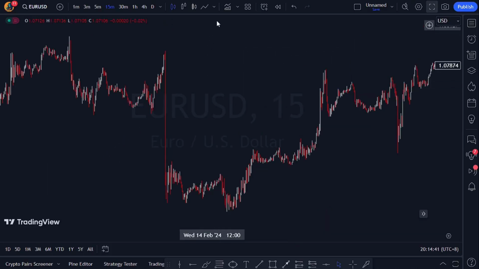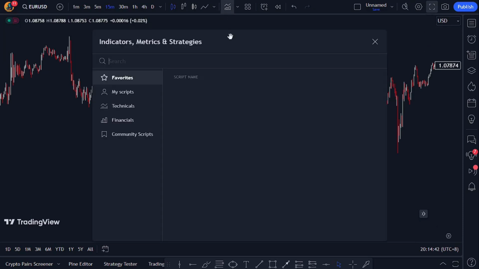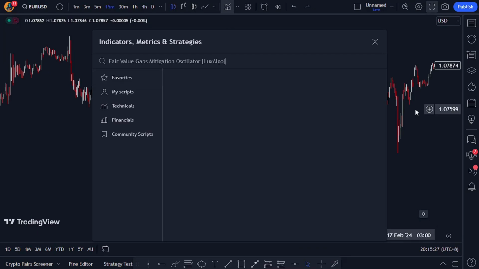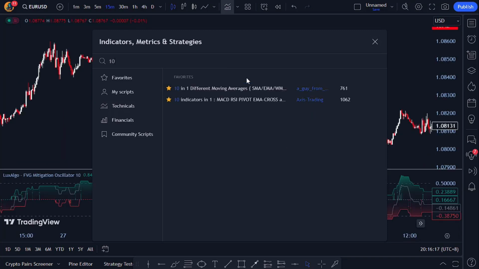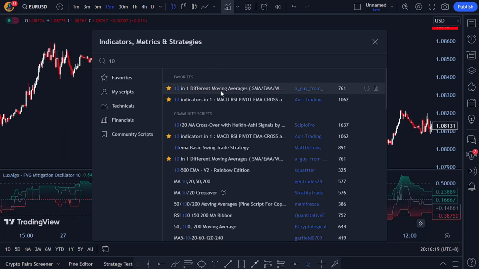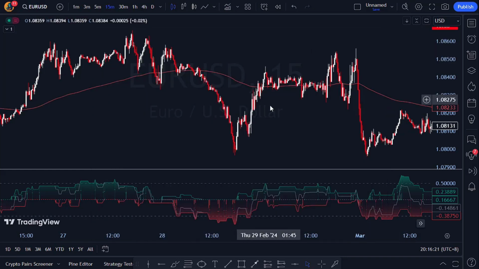I know you are scratching your head saying TradingView's free version only lets me use 2 indicators. You know that, but here's the secret. Let's first add the fair value gaps mitigation oscillator. Now it's time to add this baby here, the 50 and 100 moving averages. Just follow the steps as I'm doing right about now.